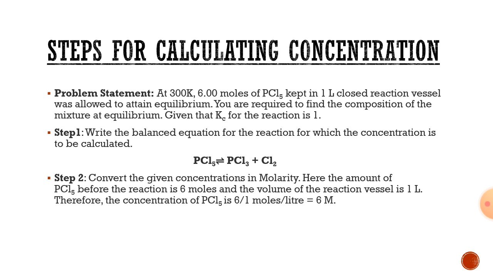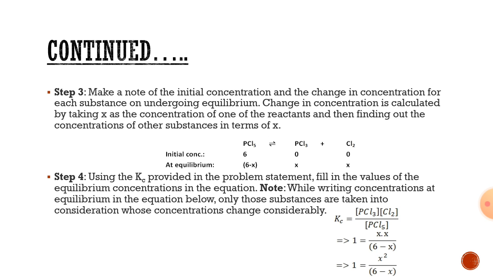First of all, for the first step, we write the balanced chemical equation for the reaction, and then we convert the concentration to molarity. The amount of PCl5 before the reaction is 6 moles and the volume of the reaction vessel is 1 liter. We should convert the concentrations to molarity, and if we convert to molarity it would be 6 M.